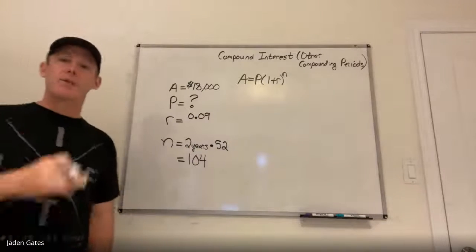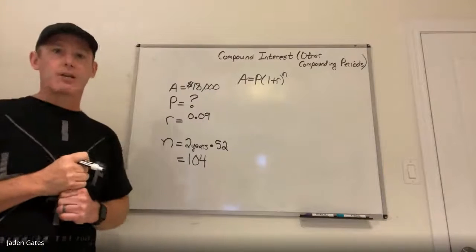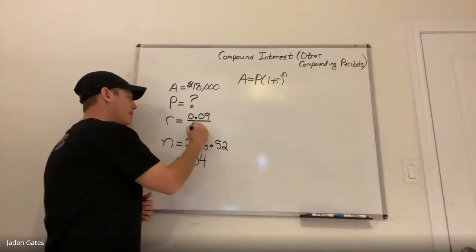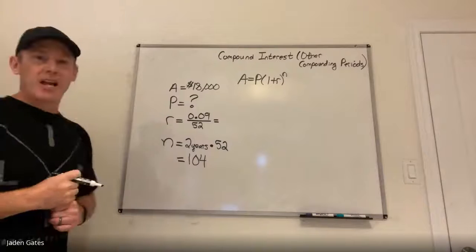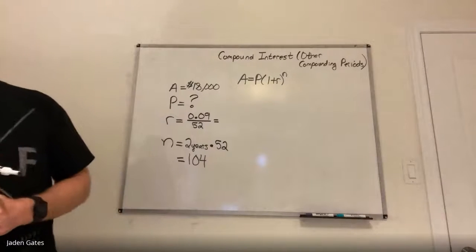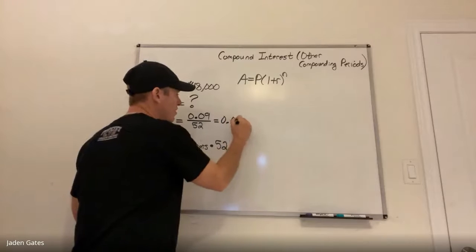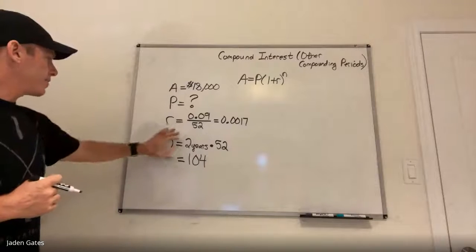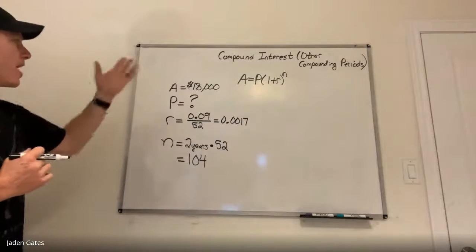But again, that's my annual interest rate. I need to convert it into a weekly interest rate because, of course, this is being compounded weekly. And so I'm going to divide my annual interest rate by 52 to get my weekly interest rate, which is then, to the first two non-zero numbers, 0.0017. So again, this is the tough part, the twist for this lesson. Everything else is the same.